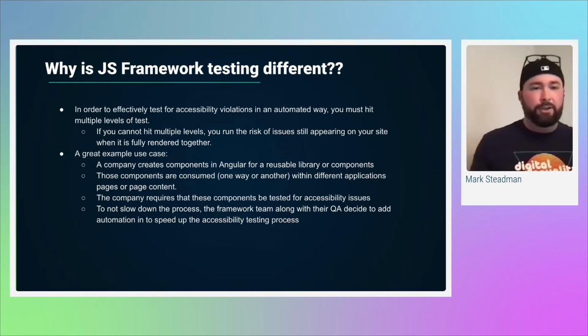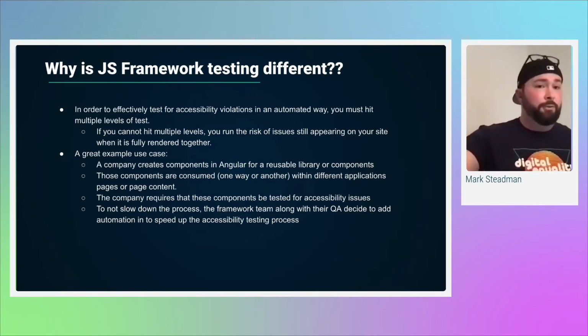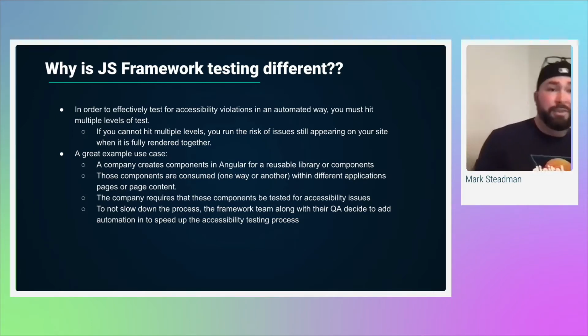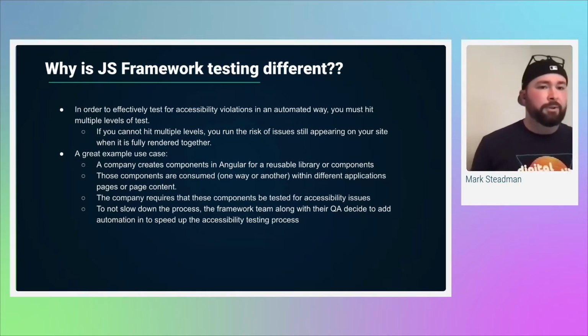This is one of the things that I want to hit home before we get into the demo piece. In order to effectively test for accessibility violations in an automated way, you must hit multiple levels of test. If you cannot, two different things can unfold. Basically, you run the risk of issues reappearing on your site over and over again, or you run the risk of missing issues from an automated perspective if you miss a certain level of test, right?